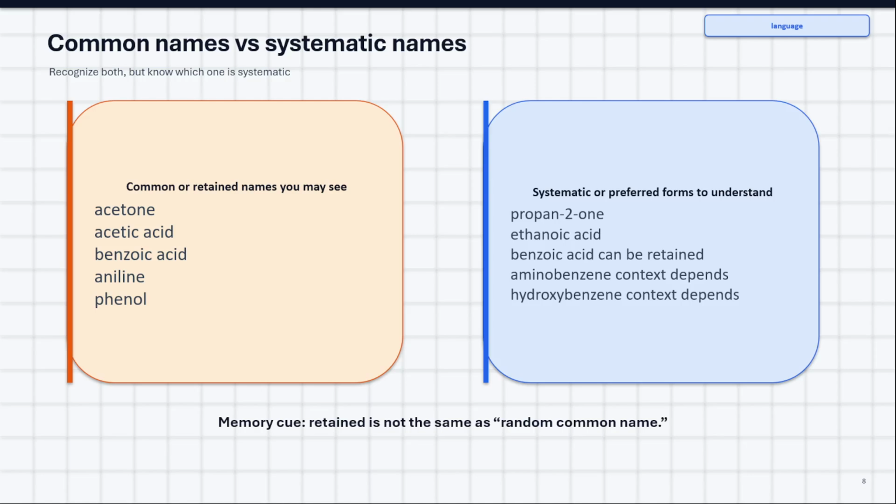You will also see common names and retained names. For example, acetone is a very common name, but the systematic name is propan-2-one.